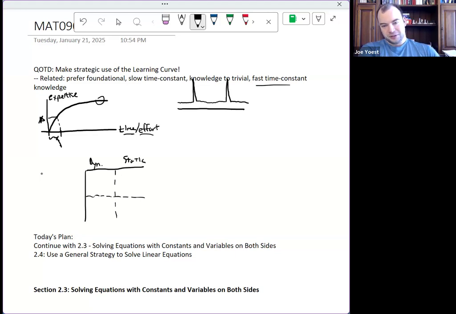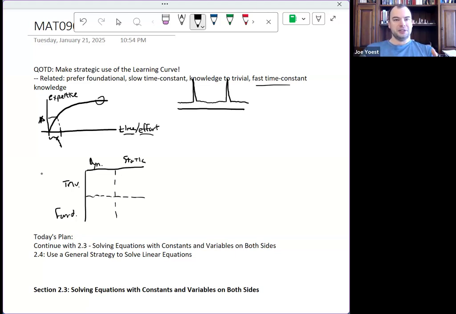And then also, what type of knowledge is it? Is it trivial or foundational? A trivial piece of knowledge is almost like an island, kind of isolated from everything else. I can't really build much off of that. If I learn this piece of knowledge, it doesn't make it easier for me to learn the next piece of knowledge. And it doesn't really tie into a whole lot.